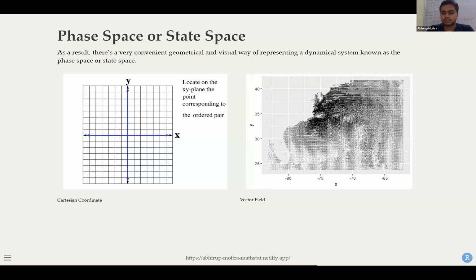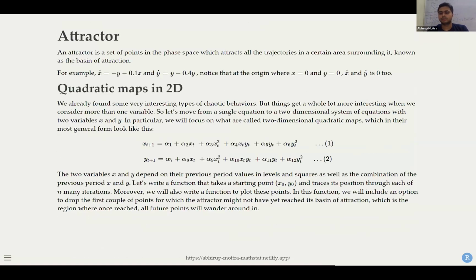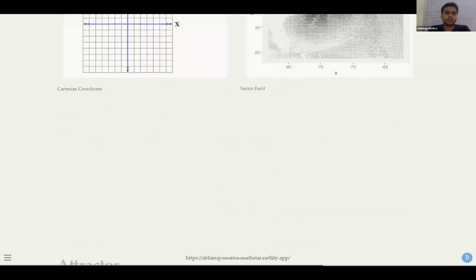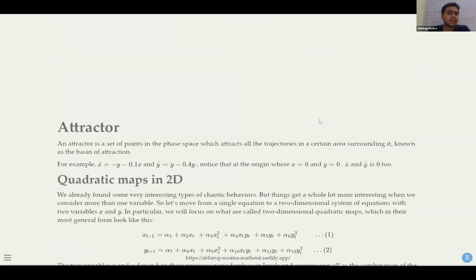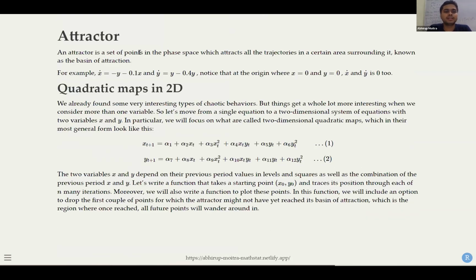So this brings us to our next topic. Here the attractor is just the origin, and the basin of attraction is every point in the space. An attractor is basically nothing but a set of points in the phase space which attracts. So you have understood this phase space, and the attractor is basically a set of points in the phase space which attracts all the trajectories in a certain area surrounding it, known as the basin of attraction.